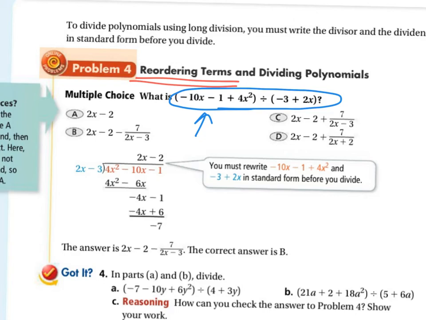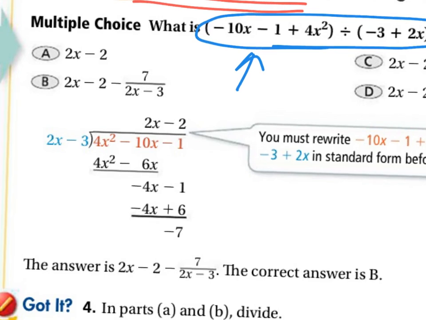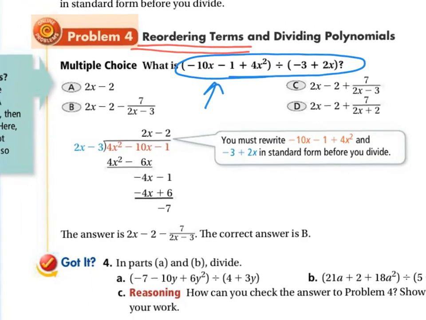You can see down below here in red, they rearranged that as 4x squared minus 10x minus 1. And then the thing they're dividing by, they also rearrange that. You can see in blue, they rearrange that as 2x minus 3. And then at that point, it's just exactly like what we've been doing. So we're not going to worry about going through a problem like that, but just something to think about when you do these problems. Make sure they're in standard form. Make sure it goes from highest powers down to lowest powers before you start working those out.